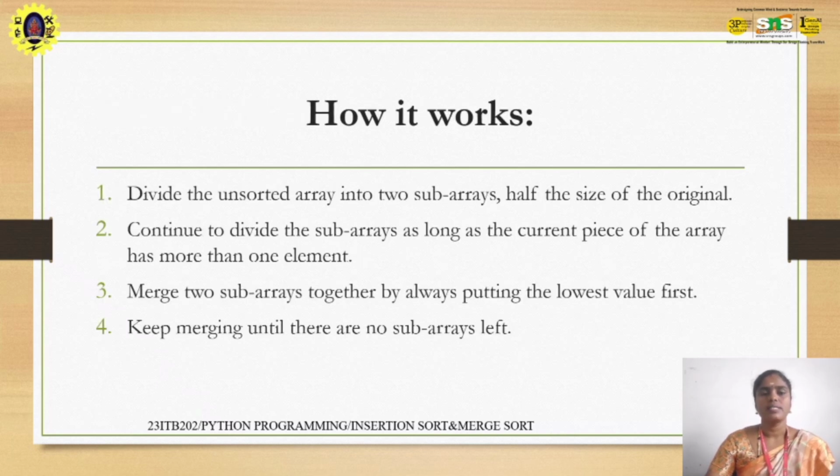Here's the process. The first step, divide the unsorted array into two subarrays, half the size of the original. Then it continues until each subarray has only one element. And in the third step, it merges the two subarrays together by always putting the lowest value first. In the final step, it keeps merging until there are no subarrays left.